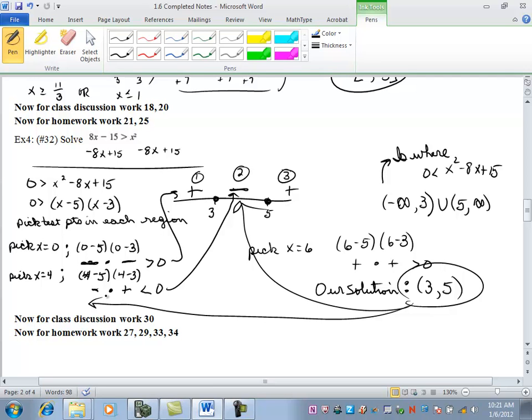Please work problem number 30 and have it ready to go for class discussion. Then you can see the problems that I'm going to look at there for the homework.